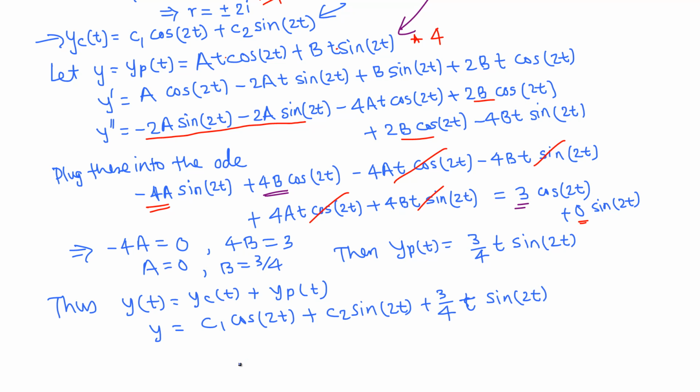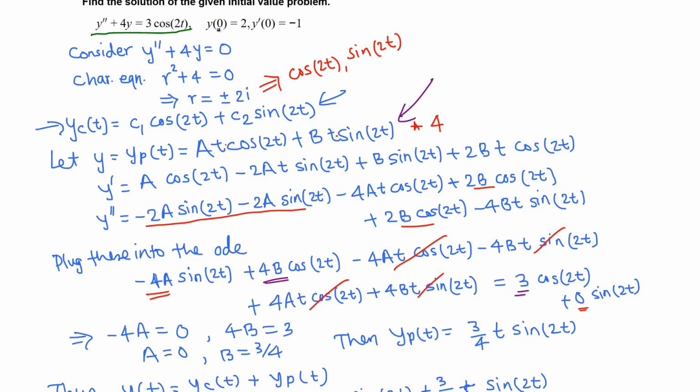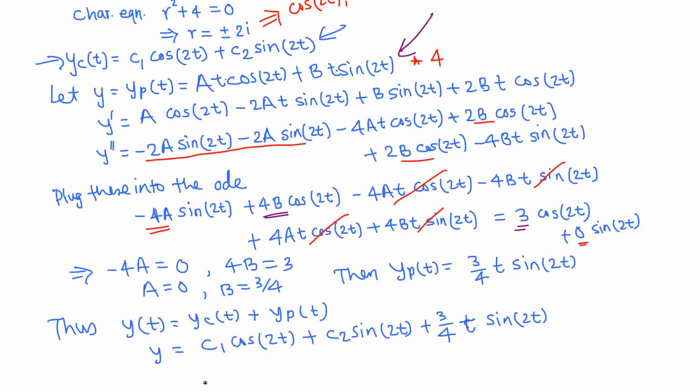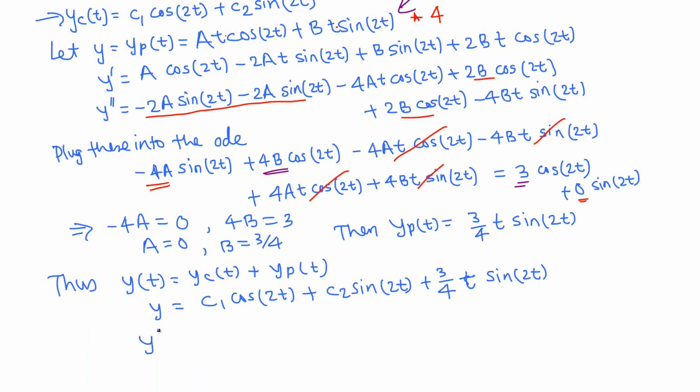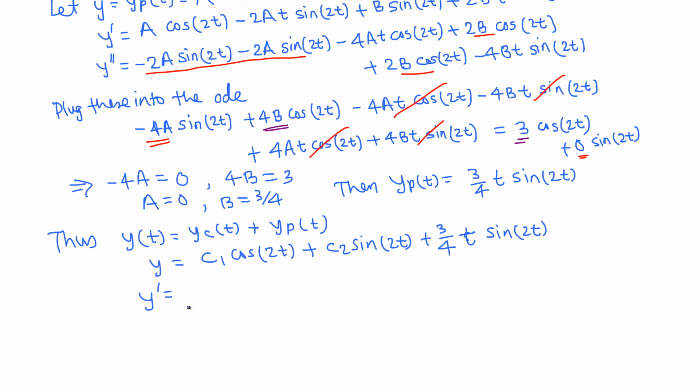Now using the initial conditions, we find C1 and C2. The initial conditions are y at 0 equals 2 and y prime at 0 equals -1. So there is y prime, so let's find the derivative here. y prime is negative 2C1 sine 2t plus 2C2 cosine 2t, and we need to use the product rule here, plus 3/4 sine 2t plus 3/4 t times 2 cosine 2t. The 2 and 4 simplify, so this is 3/2 t cosine 2t.